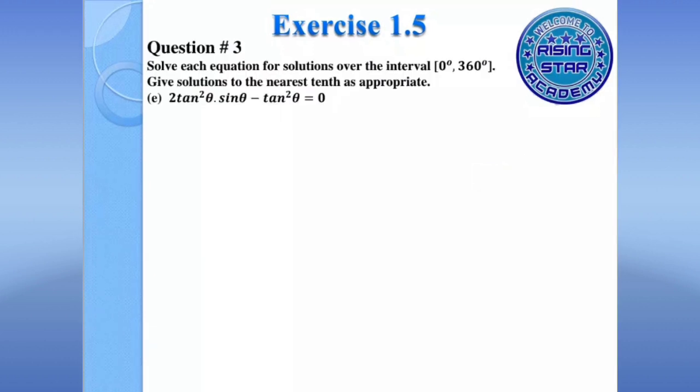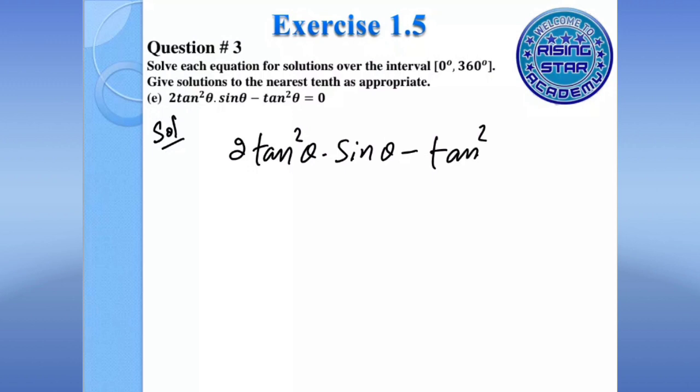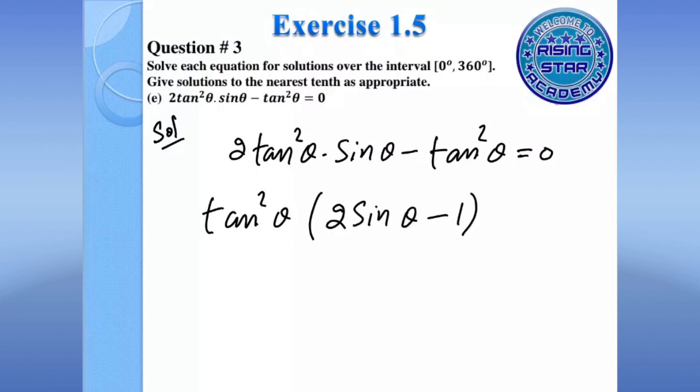Now we will solve part E. So we have 2 tan square theta times sine theta minus tan square theta is equal to 0. Now I will take tan square theta as common. So next I have 2 sine theta minus 1 is equal to 0. Now I will separate these factors.